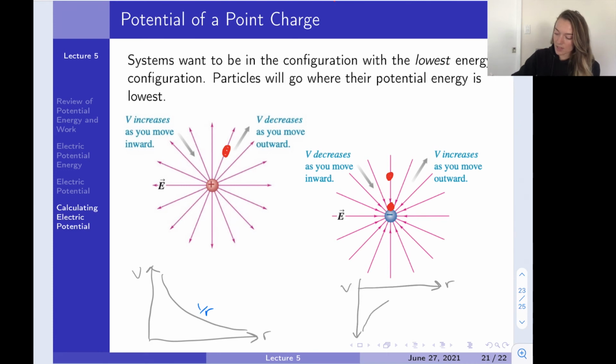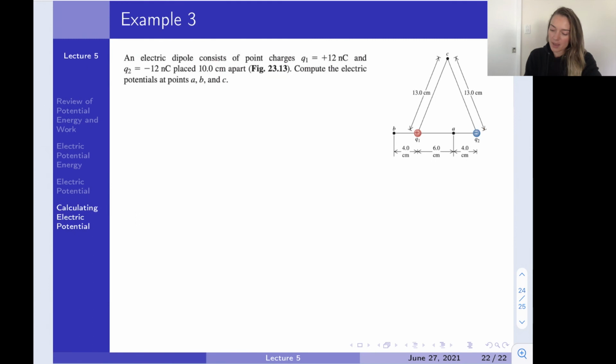So the potential for a negative charge actually looks like this. The potential is very, very low as you're close to a negative point charge, and then it has an asymptote as you move farther and farther away. Okay, so let's just do one example and then we'll be done for the day.